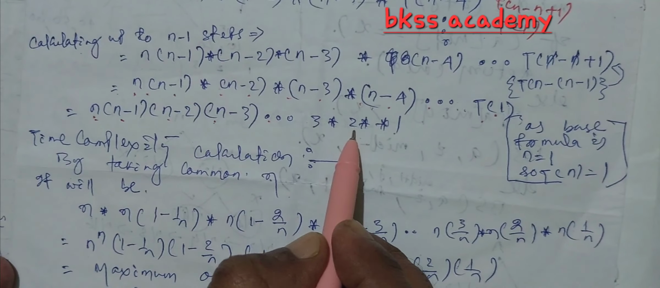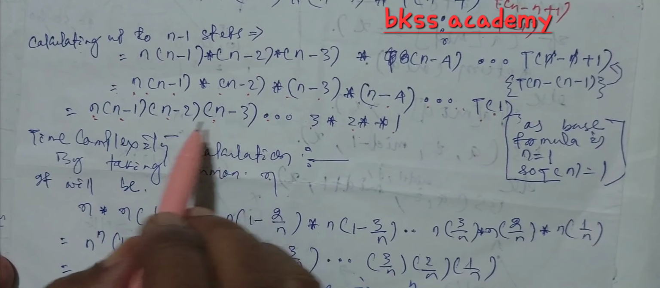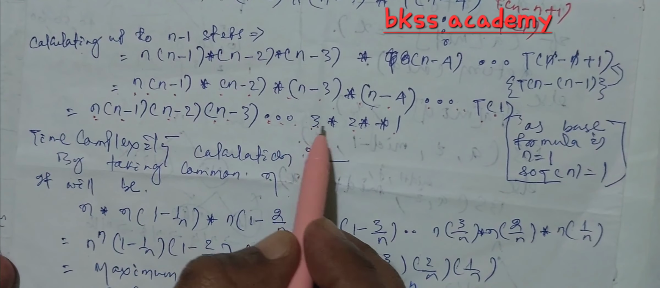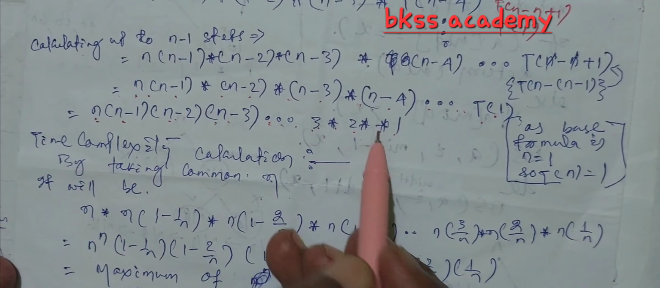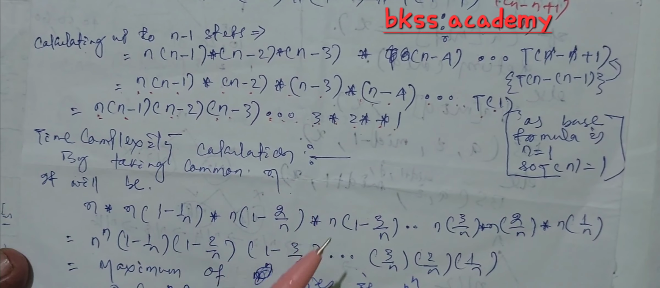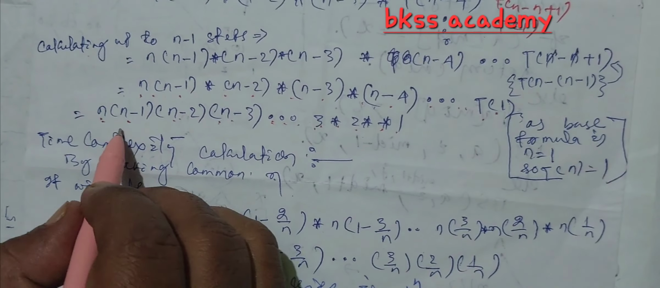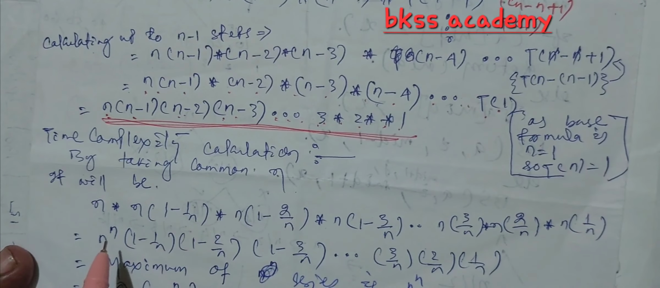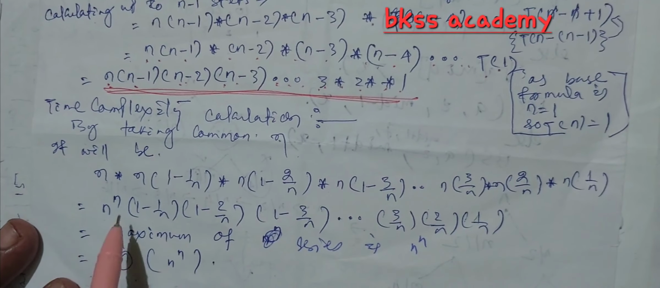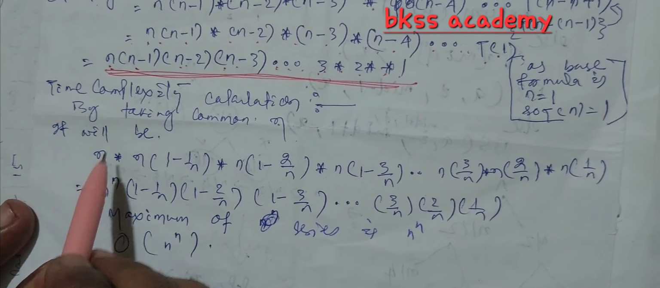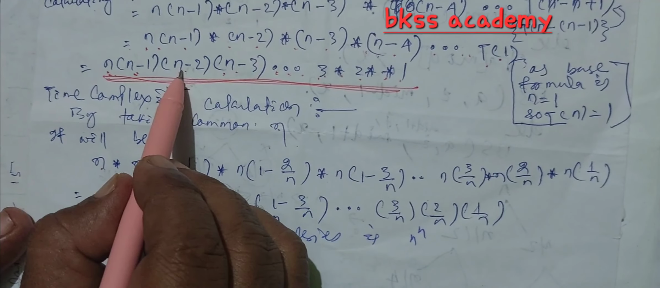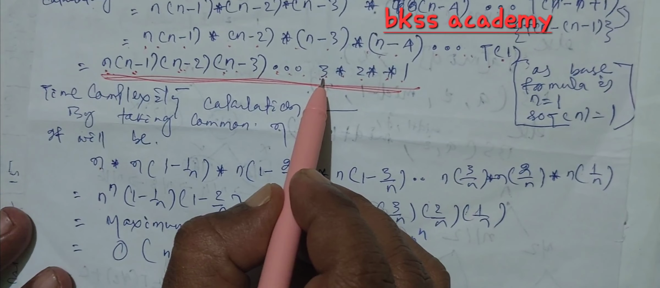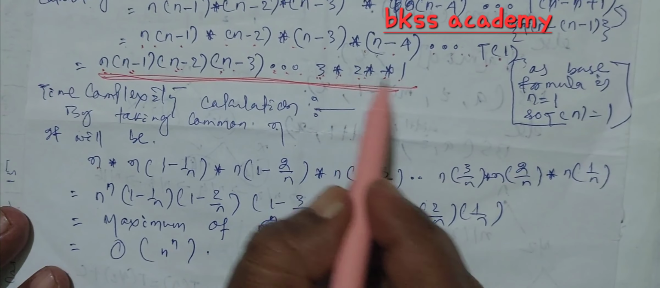The term before that will be 2, the one before that will be 3. So n into (n-1) into (n-2) into (n-3) and so on, down to 3 into 2 into 1. I hope you understand this equation. For getting the time complexity, this is my answer: the total expression is n into (n-1) into (n-2) into (n-3) down to 3 into 2 into 1.